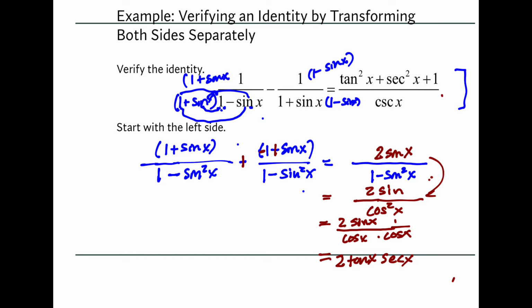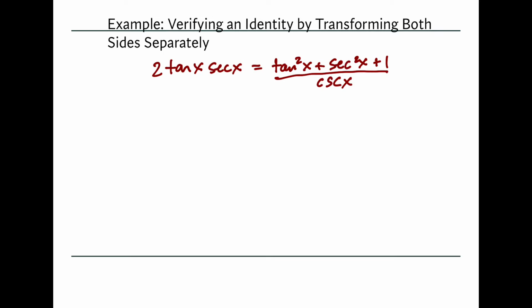So I'm going to rewrite it and try to simplify that side now and see if I can maybe get the other side to look like this side. So now I'm going to try to simplify the right-hand side. I know that we do have another Pythagorean identity involving tangent and secant. 1 plus tangent squared x equals secant squared x.